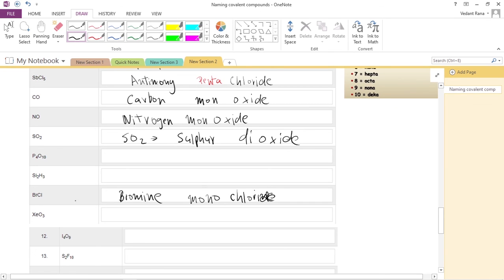Let's do this one, I4O9. These are pretty simple. I stands for iodine. O stands for oxygen. We write this with IDE. 4 corresponds with tetra. O9, 9 corresponds with nona. But we get A and O together, so we eliminate A, and the name of this compound becomes tetraiodine nonoxide.